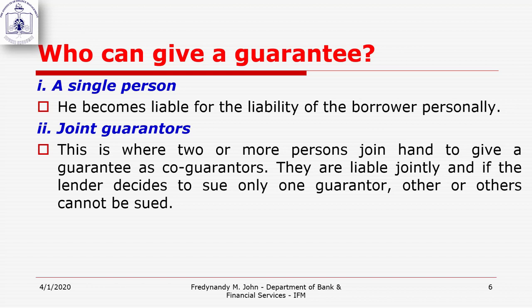That is to say, in the case of co-guarantors, they are liable jointly, and if the lender decides to sue only one guarantor, others cannot be sued.